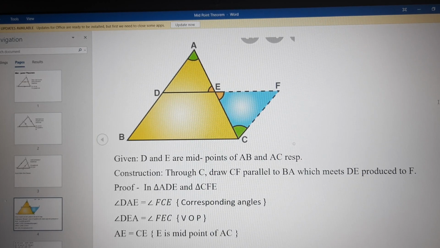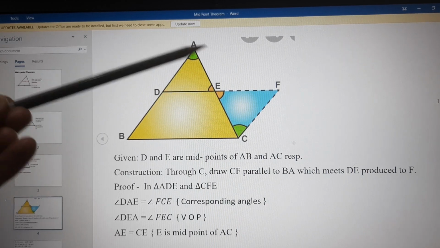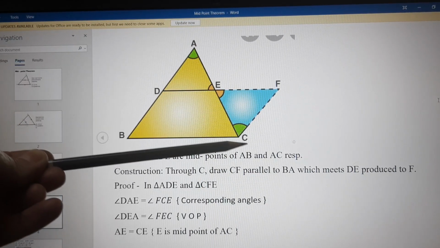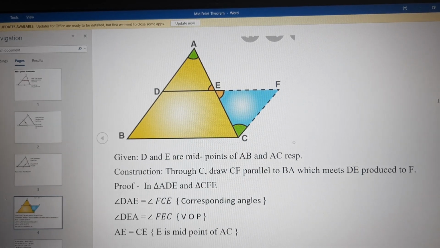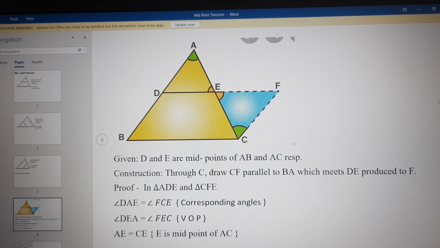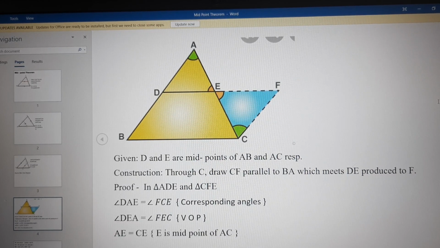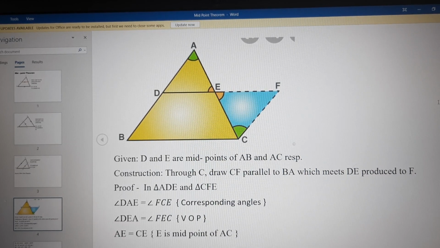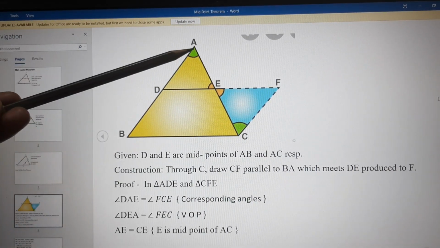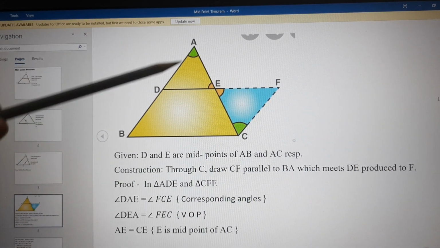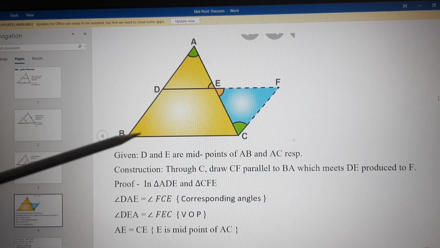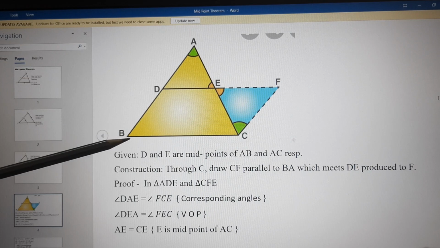Now it is given that E is the midpoint of AC. If E is the midpoint of AC, then AE is equal to CE. So by the ASA axiom, the triangles are congruent to each other. If they are congruent, then we can write that CF is equal to AD, and AD was equal to BD because D is the midpoint of AB.